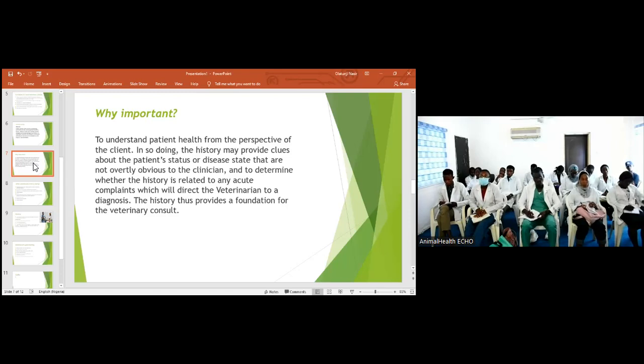the thing you have to know is that history taking provides a foundation for the veterinary consult. Without taking the history from the owner, there is nothing you can do, because the dog is on your table, or the animal you have been summoned to see on the farm is there, and you are looking at it. You must be able to ask: when did this start? How did it start? Has it been eating?